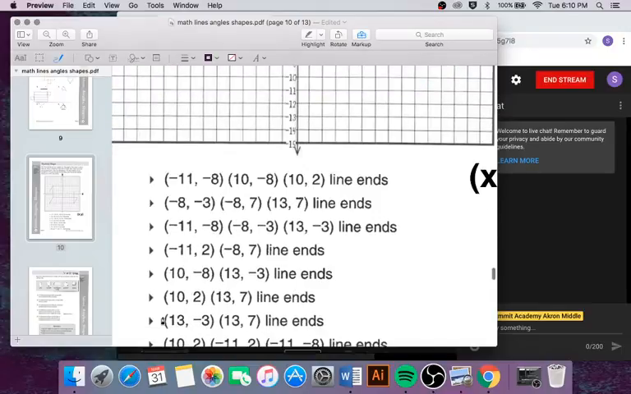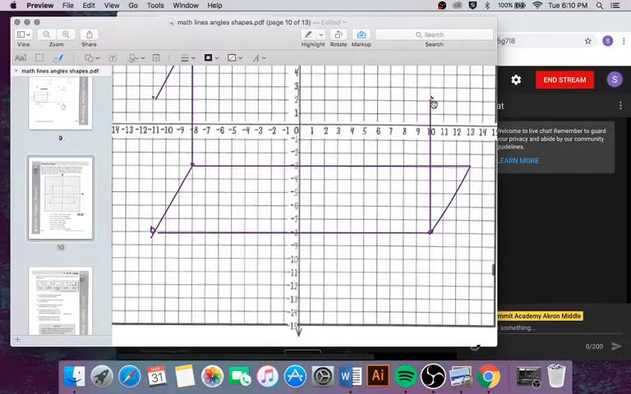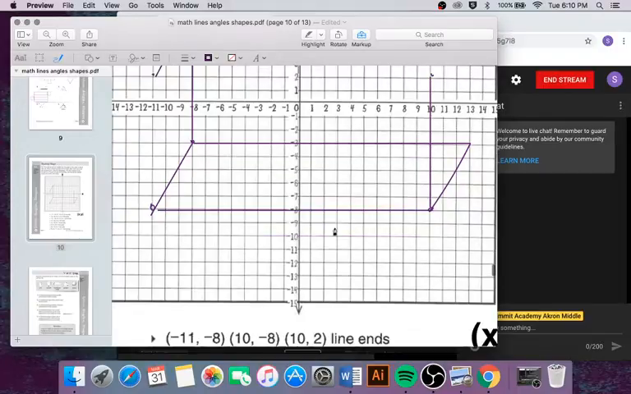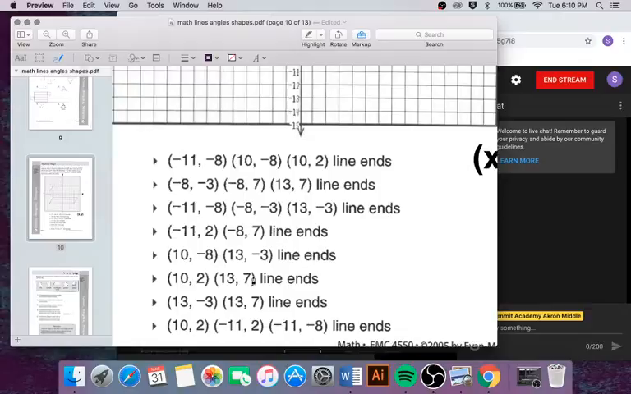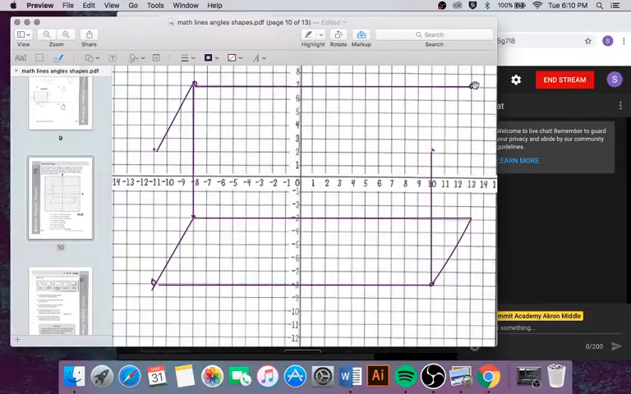Our next one is 10 and 2. So we're going to go over 10 and up 2, which is this dot right here. And we're going to connect that to 13 and 7. So we're going to go over to 13 and up to 7, which is right here. So we're going to connect these two now.